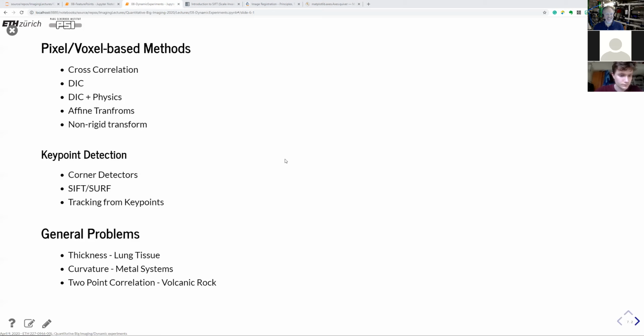So the other thing is looking at key points. That is actually some slides that are extracted from this main lecture notebook. And then we can look at some general problems, looking at real applications and see what we can get out of that.